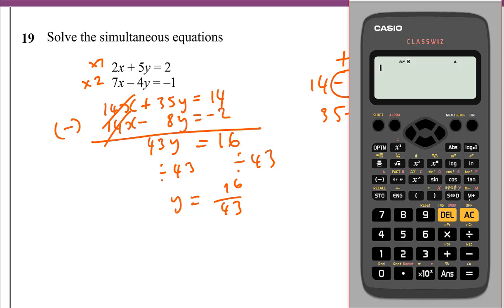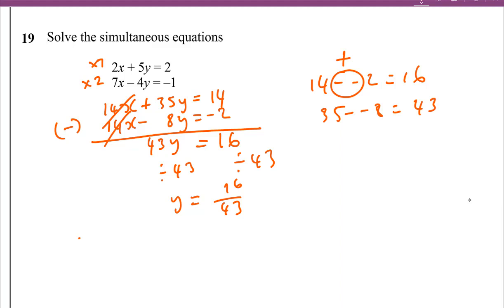Now let's substitute this value, 16 over 43. Because it's a calculator exam, you can actually type in fractions and then it'll be easier. If it's a non-calculator exam, that's when it gets a bit messy. So let's substitute into the first equation here. The first equation we have is 2x plus 5y is equal to 2. And I want to substitute the value of y into here. So it'll be 2x plus 5 times 16 over 43 is equal to 2. Let's simplify it first.